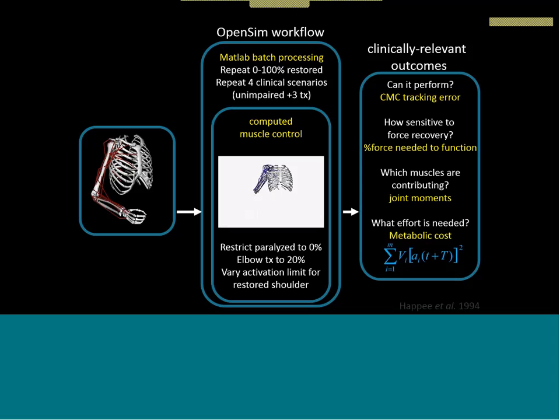Then we looked at which muscles are contributing. So we looked at the joint moments produced by each muscle crossing the shoulder during the motion. And we looked at what effort is needed. To do that, we looked at the metabolic cost function, which is used within the computed muscle control algorithm. In this case, it depends on the volume of a muscle and its activation squared, summed over all the muscles in the model across the whole movement. We calculated that using the states produced from the simulation.